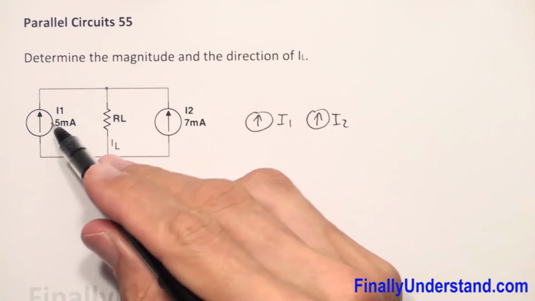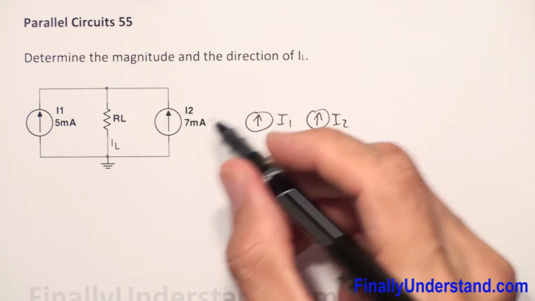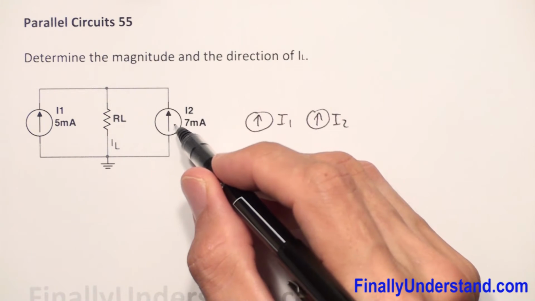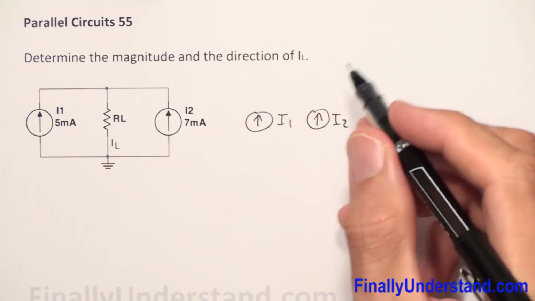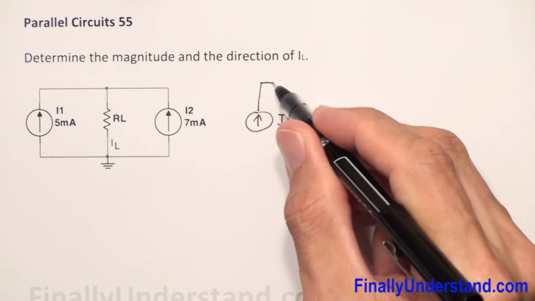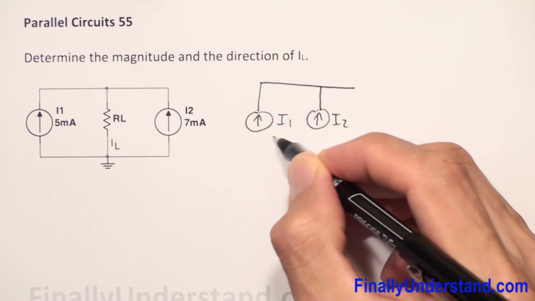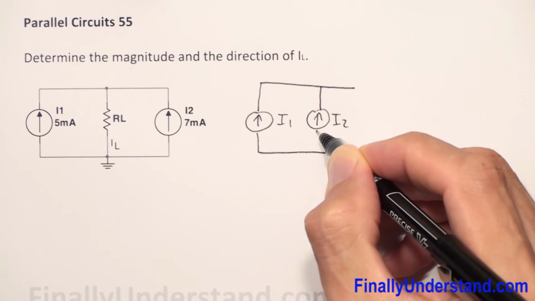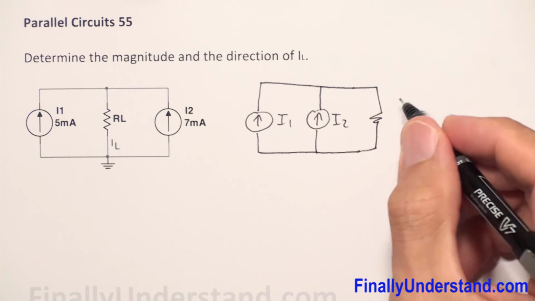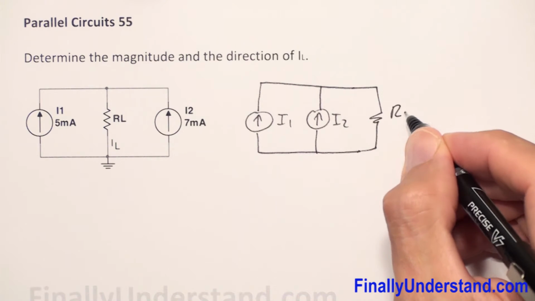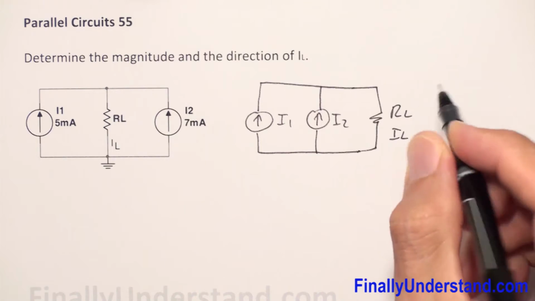Okay, because as you can see, this is the parallel circuit, so you can just move this current source to the left side and resistor you can put on the right side and simply draw something like this. Okay, and this is my RL and this is my current IL.